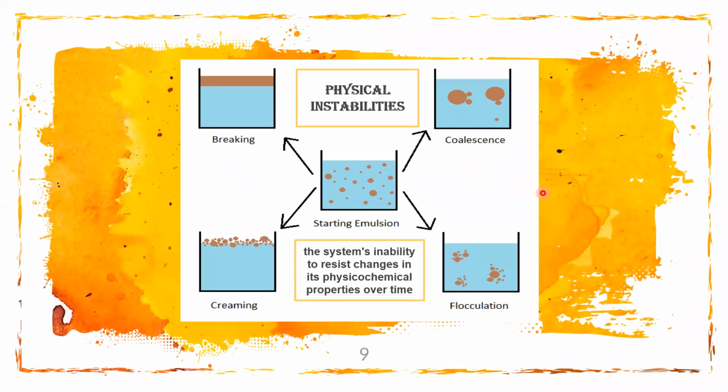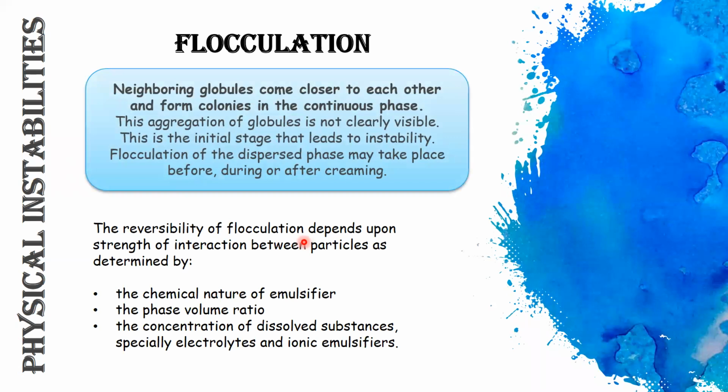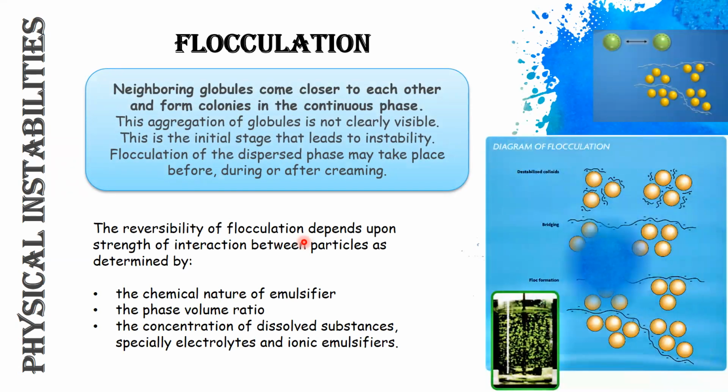So what is physical instability? Physical instability is when the system is unable to resist changes in physicochemical properties over time. So it will convert into the following types. Number one is flocculation, when the neighboring globules come together and form colonies in the continuous phase. This aggregation of globules is not visible because it is the initial step that leads toward instability, after which it will lead toward creaming. So you can see that the globules come together and start flocculation.